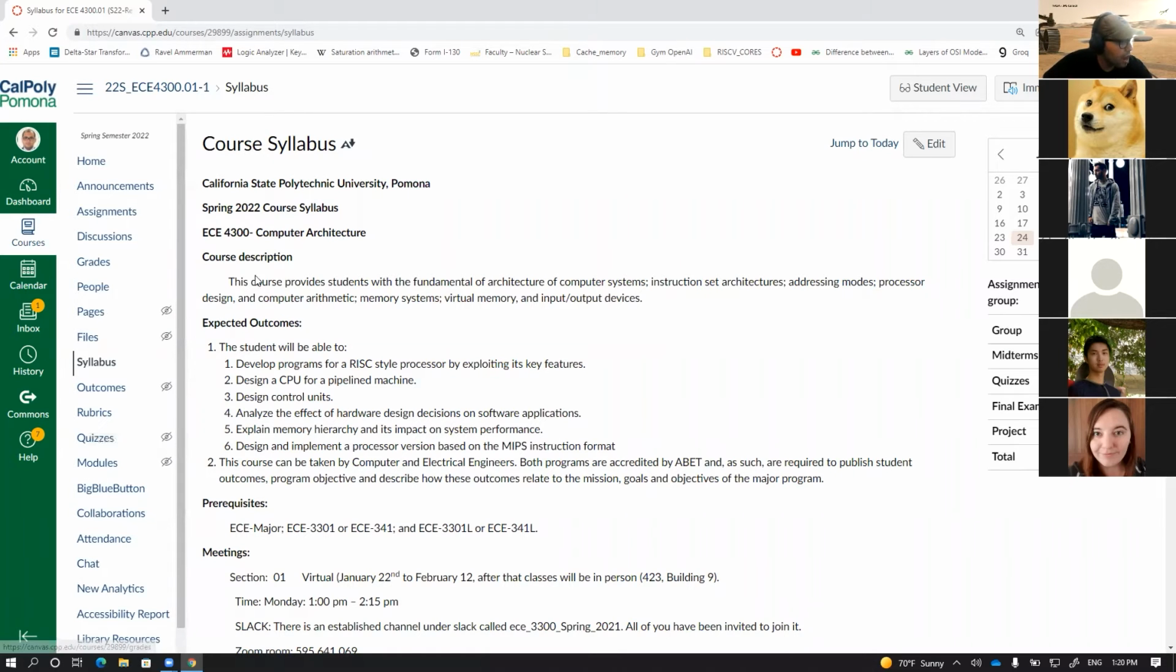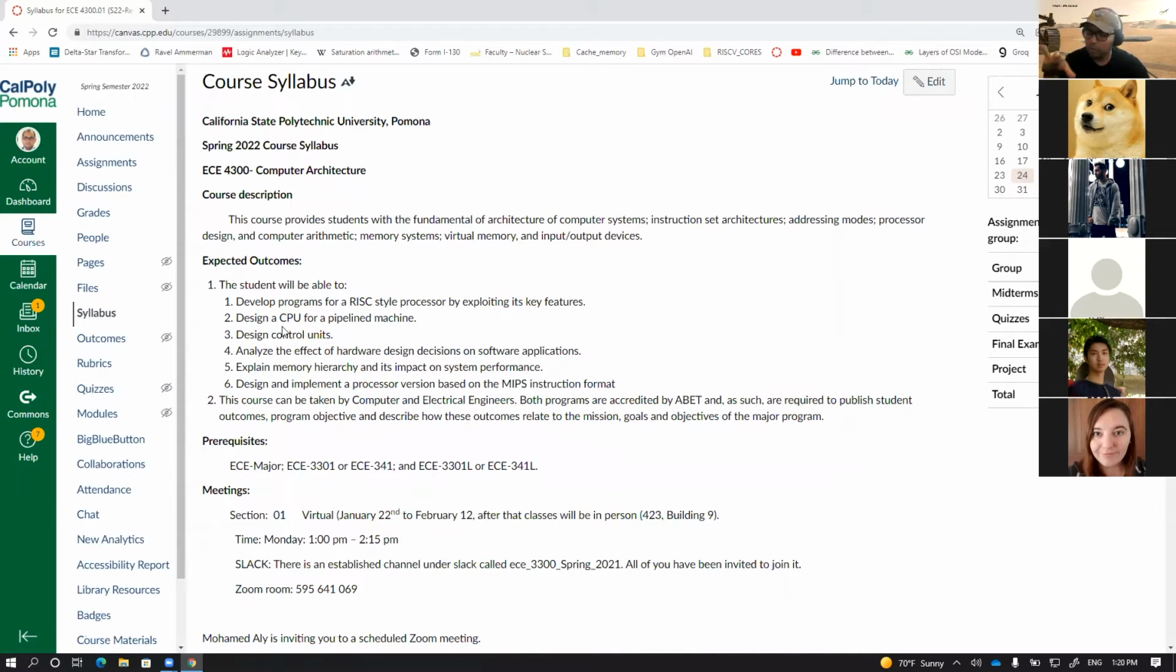Now, this course, as I said, is providing the fundamentals of the architecture of computer systems. And as you mentioned, we're gonna be talking about different types of architectures, how the modes are working, how processors in general are gonna be designed, the arithmetic operations, and also the memory architecture, whether cache, main memory or virtual memory, and how this will affect the performance evaluation of the whole entire system.